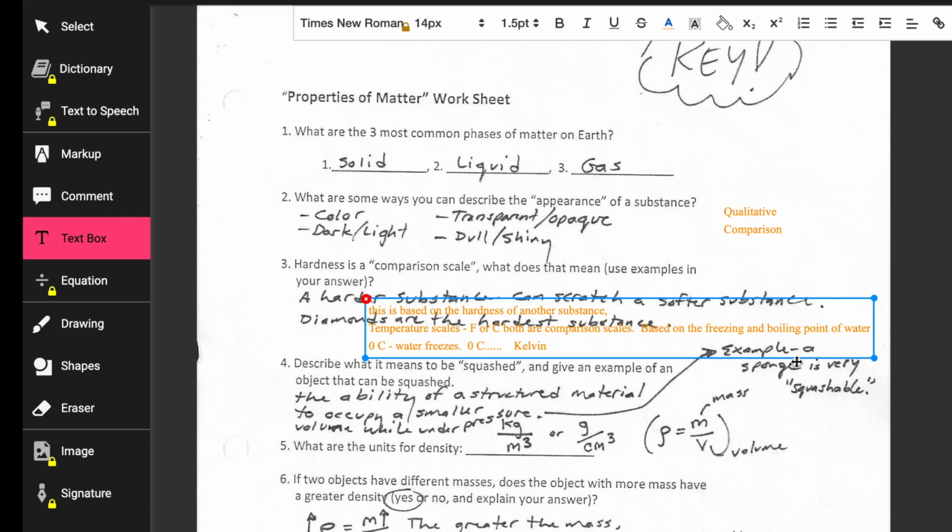Why is this important? If you ever get back into a physics class and they talk about impulse and momentum, the squashiness of a substance actually changes how it interacts with other substances when they collide.